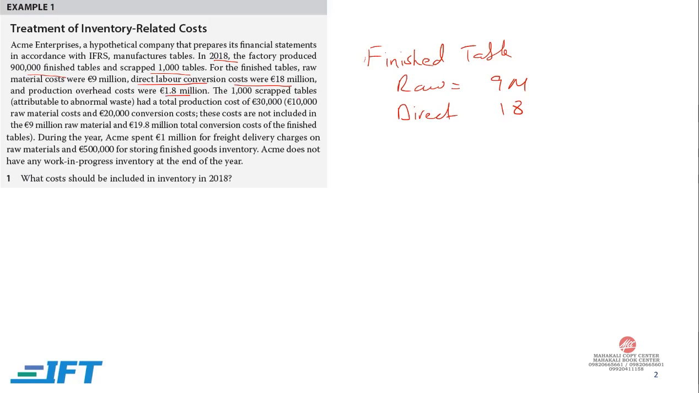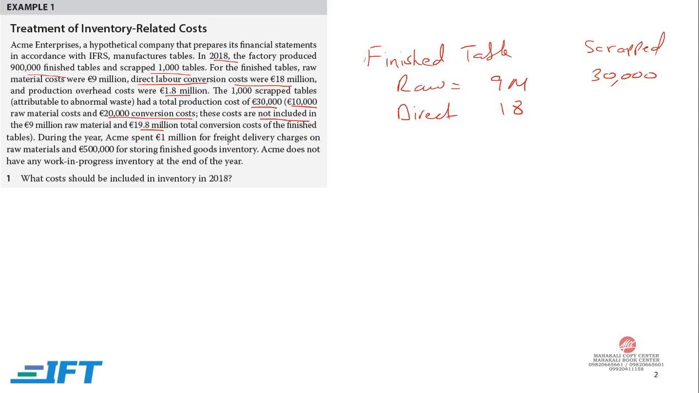The 1,000 scrap tables had a total production cost of 30,000. So we have scrap tables as well, with a $30,000 production cost, inclusive of 10,000 raw material cost and 20,000 conversion cost. These costs are not included in the 9 million raw material and 19.8 million total conversion cost of the finished tables.